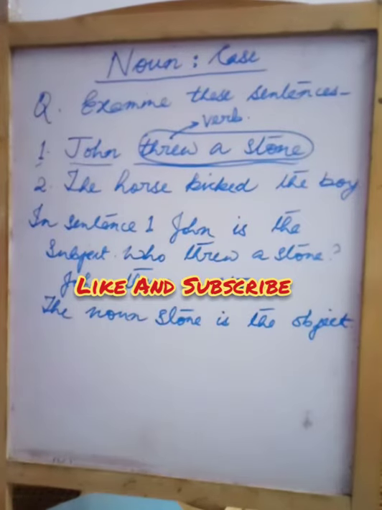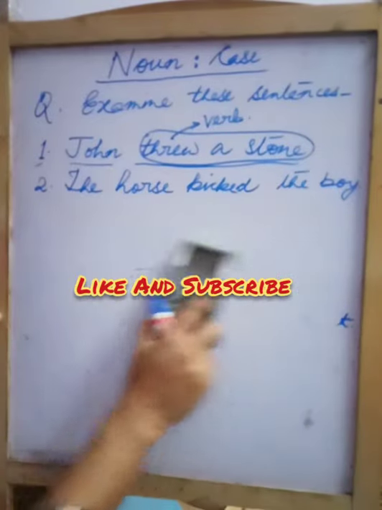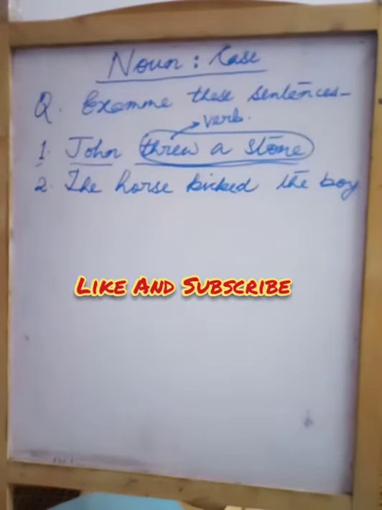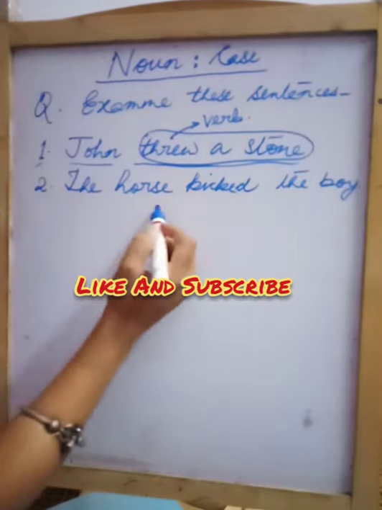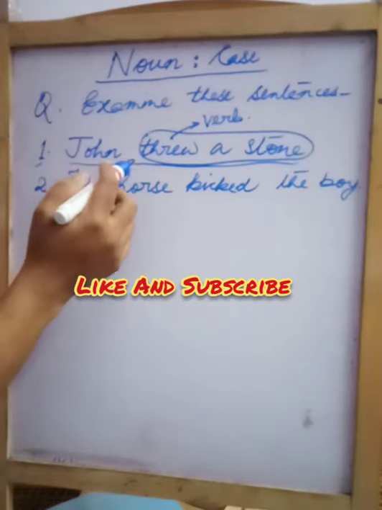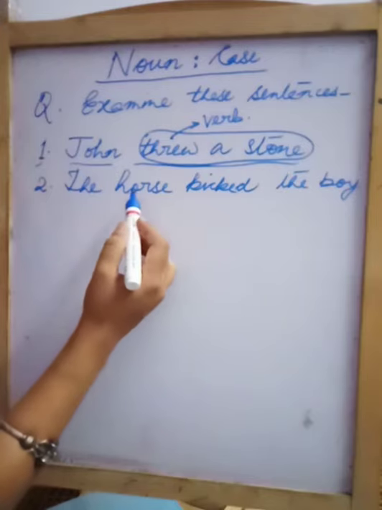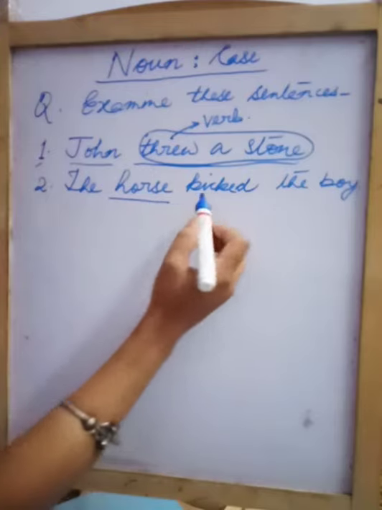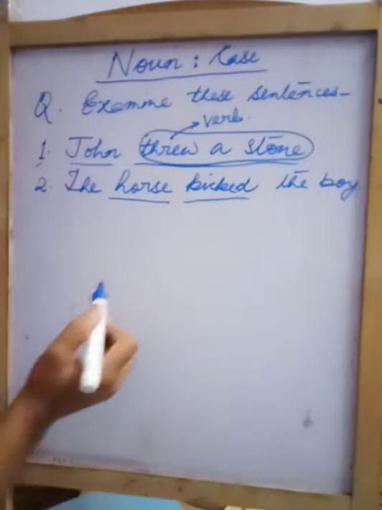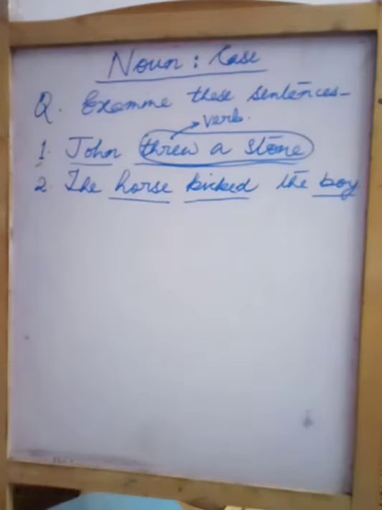Fine. Now let's go to sentence number 2. So here you see in sentence number 2, the horse kicked the boy. After we have seen sentence number 1, I think it is clear to you. In sentence number 2, which one will be the subject? The horse is the subject. Kicked will be the verb, isn't it? And who is the object on whom the action has been done? The boy, isn't it?